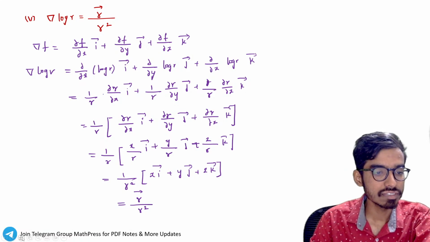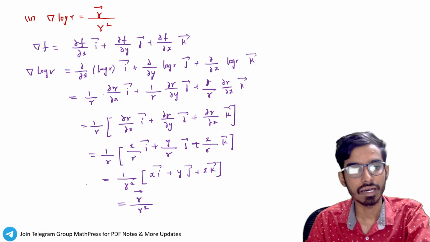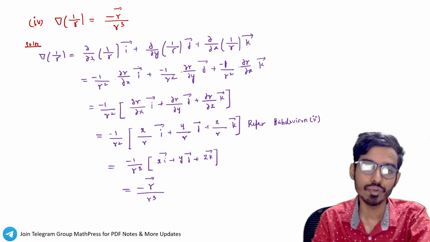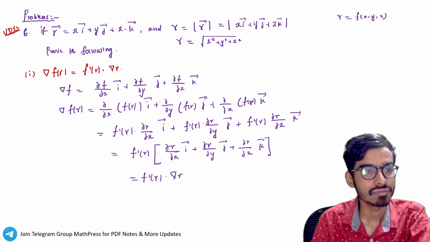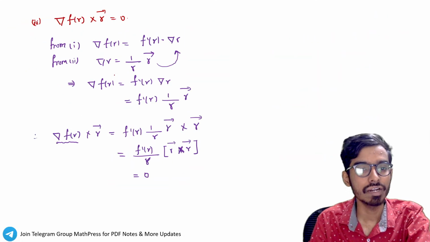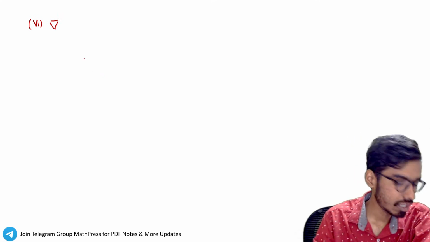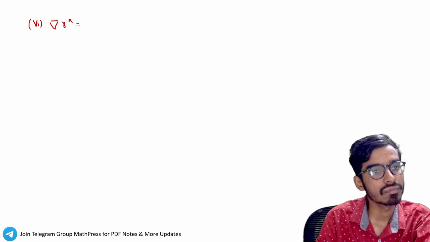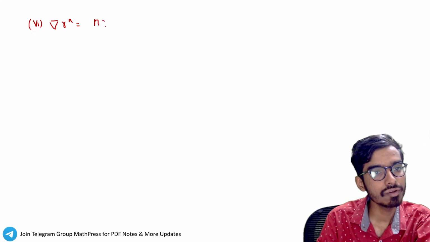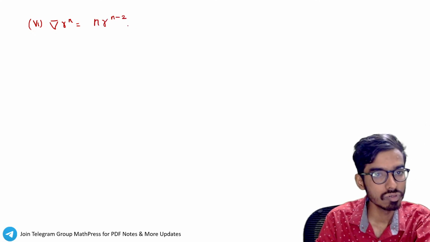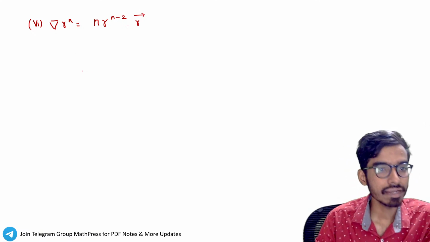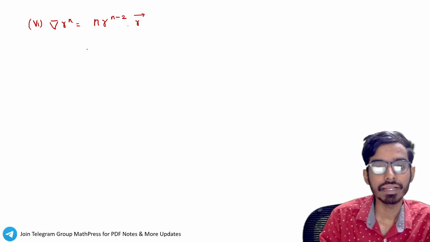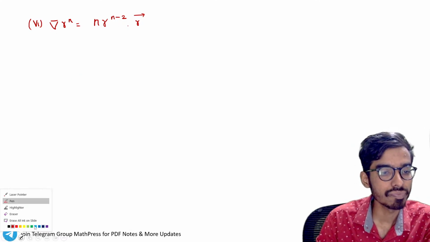So we move on to the sixth subdivision, which is the last subdivision in this. Actually all these 6 things are UPSC questions. So gradient of f of r is f dash of r into del r. So gradient of r power n is n into r power n minus 2 into r vector. So gradient of r power n is n r power n minus 2 into r vector. So we will solve this.